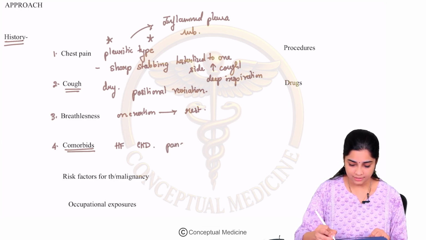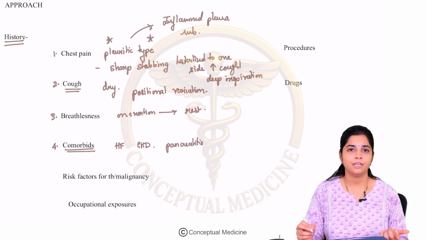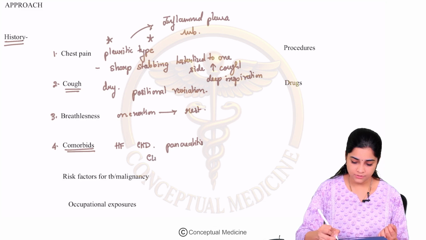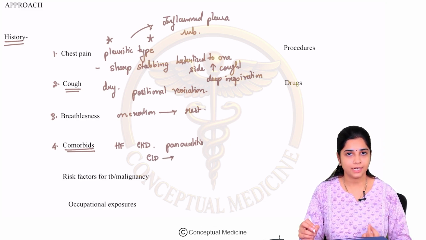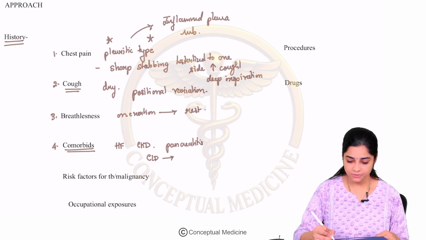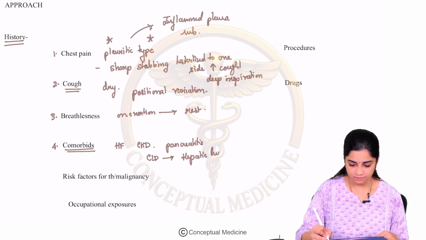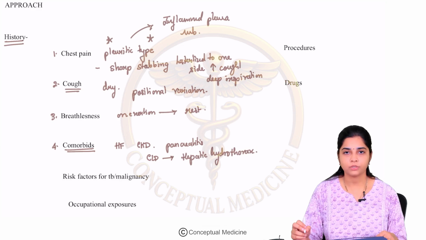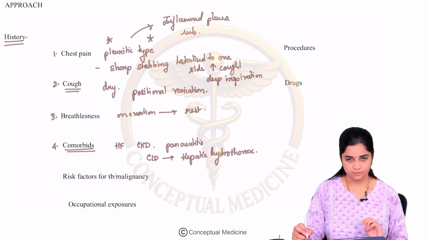Then history of pancreatitis, because pancreatitis in itself can cause left-sided pleural effusions. Then history of CLD, because there can be channels created through the diaphragm from the liver to the pleural space. There can be communicating channels, and hence in CLD patients you can develop a type of effusion called hepatic hydrothorax. So these are the various other comorbidities that you want to ask about.